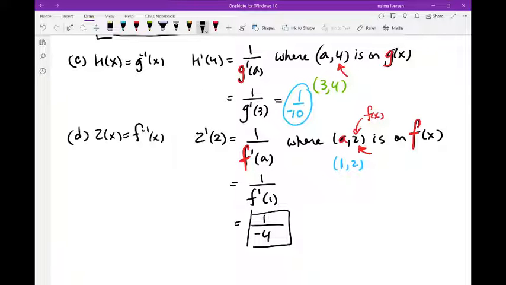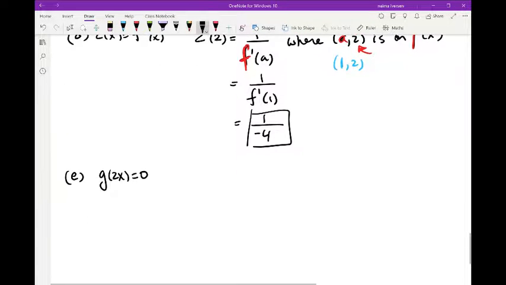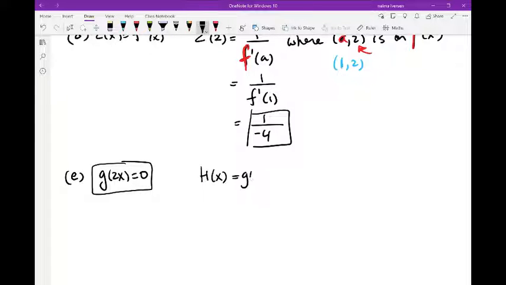And finally, we're going to go into the last question, which is just like review, and we're going to take a look at question E, where we're going to be solving g of 2x equals 0 using Newton's method. Okay, so the most confusing part about this is that it's g of 2x, not g of x. So sometimes what might be useful is just saying h of x is equal to g of 2x. And what we're going to do is solve h of x equals 0 using Newton.